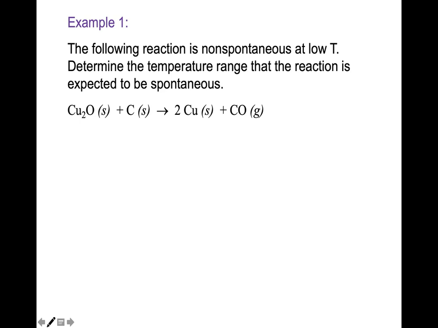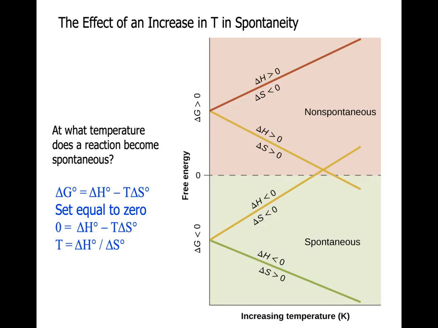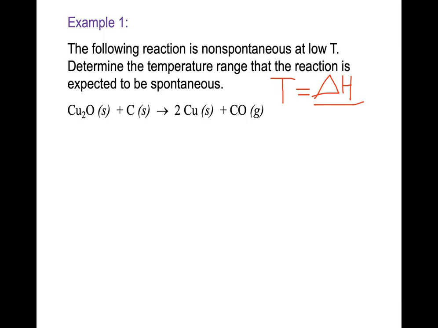Okay, so from our previous slide, we'll use our fancy pen again. The temperature at which that happens is just equal to the ratio of the enthalpy change, delta H, divided by delta S. So what we need to do is determine delta H and delta S.